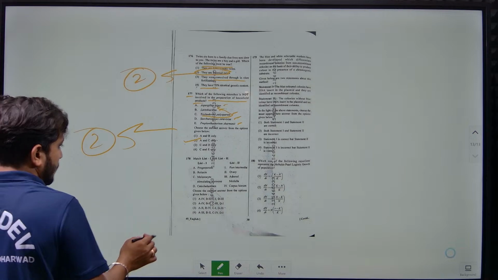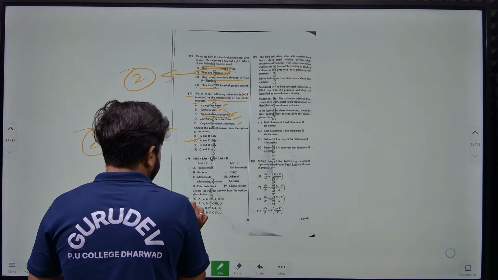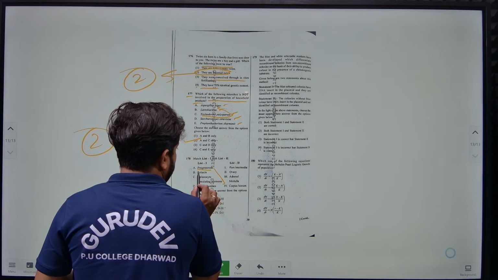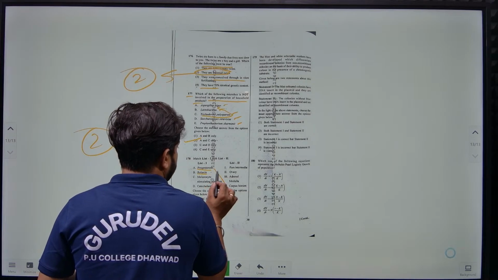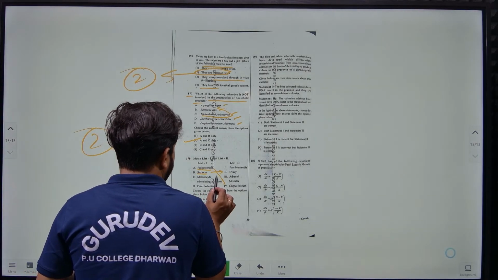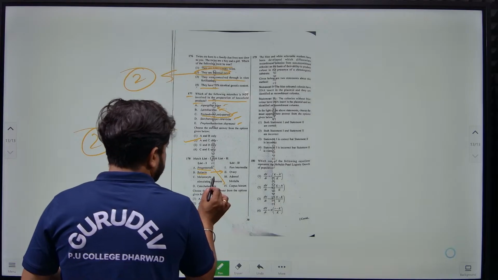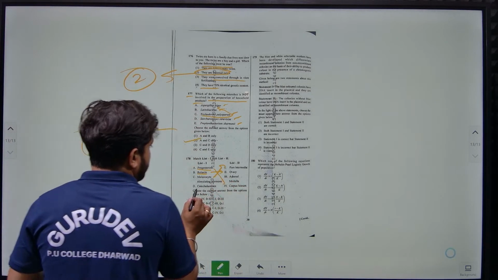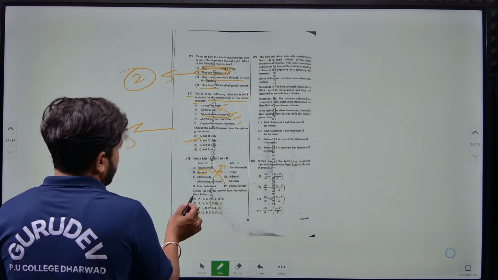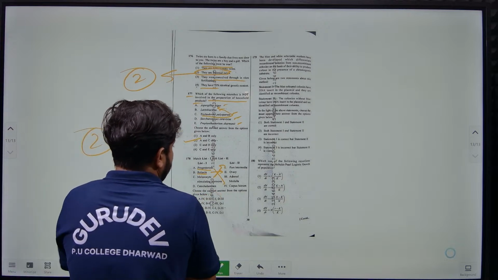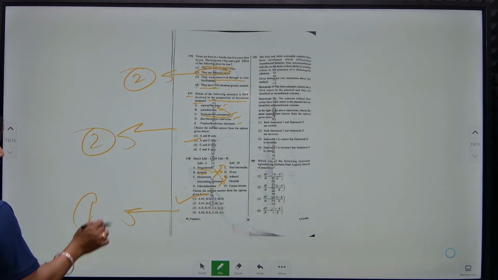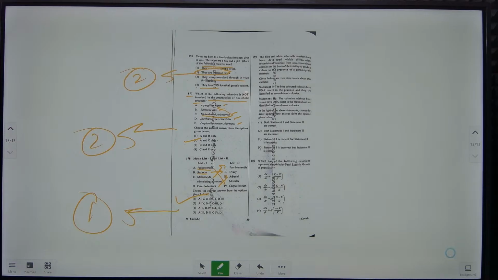Again they have given match the column here. According to that, progesterone is related to the corpus luteum. Relaxin is related to the ovary. Melanocyte stimulating hormone can be seen with respect to the pars intermedia. Catecholamines can be seen with respect to the adrenal medulla. So here option 1 is correct, right?